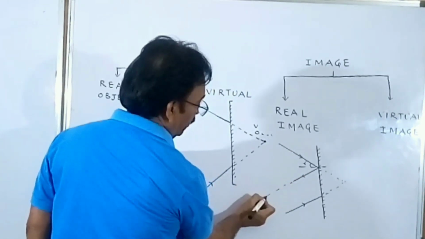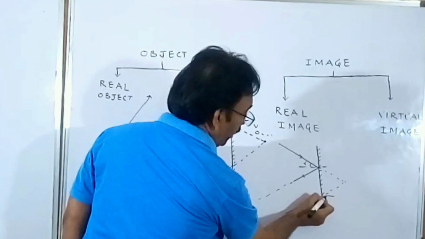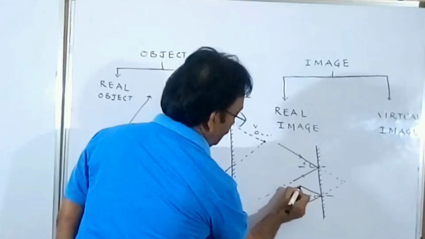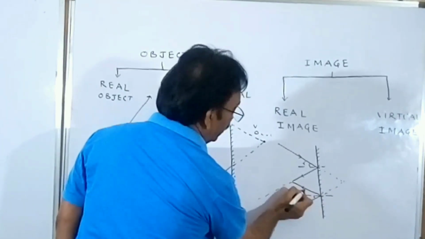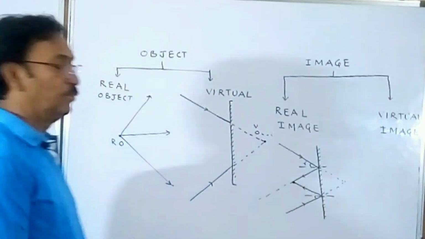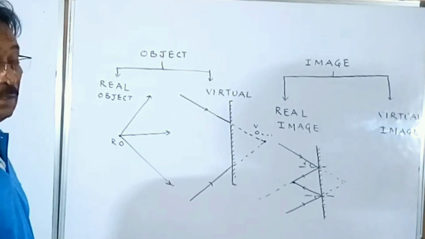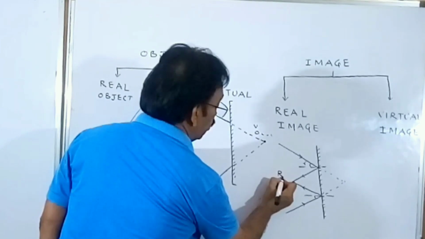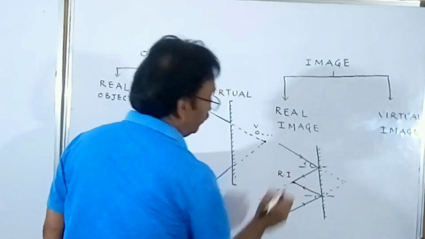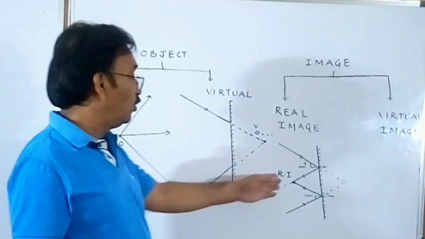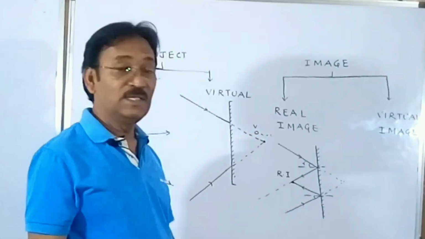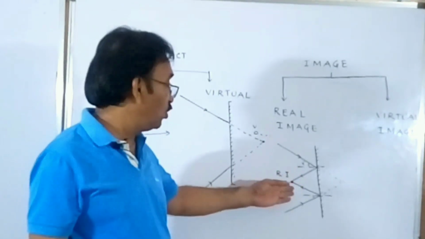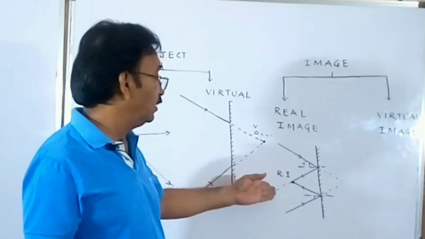That means it will move further like this. The same ray here is incident and gets reflected. The two will meet at a particular point. This image is known as the real image. That's why I said it is the point of intersection of the incident rays, the point of intersection of the rays actually. It is the real image.